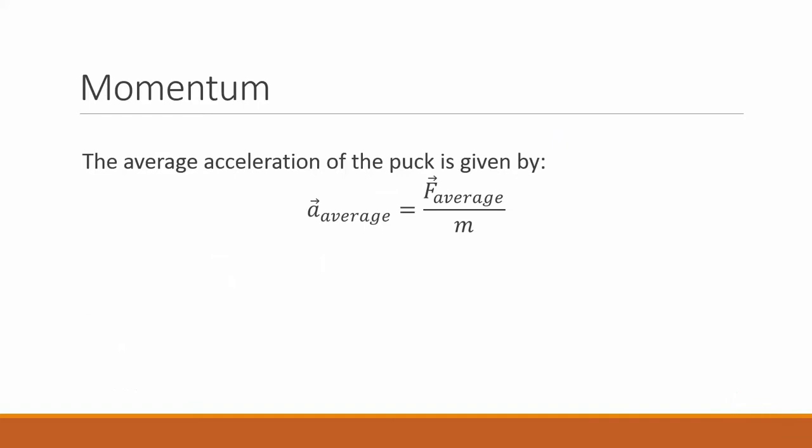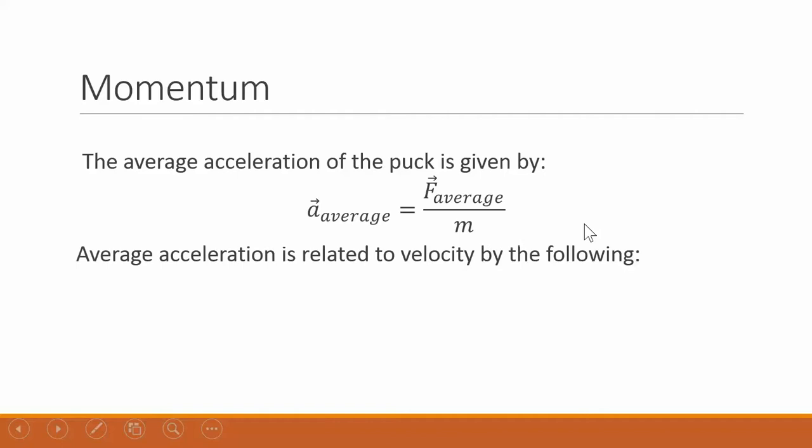So first, let's go back to Newton's second law, which says that force is equal to mass times acceleration. So for the puck, the average acceleration equals the average force over the mass. And from when we did kinematics, the average acceleration equals the change in velocity over the change in time, and the change in velocity is final velocity minus initial velocity.